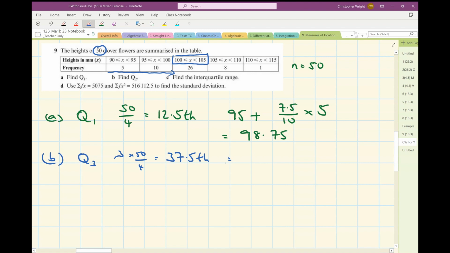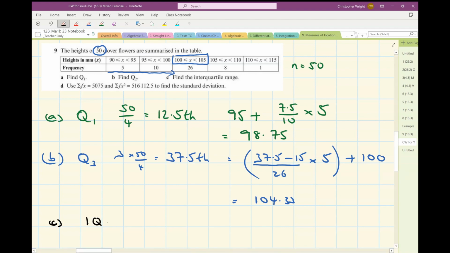How far into that class? Well, 37.5 is the one I want. I've already taken care of 15 of them. So it's going to be 12.5 data values into that class. That's 12.5 out of 26. The class width is 5. And of course, the class begins at 100. So there we go. 100 plus a portion of the way to 105. And that gives me a value for the third quartile of 104.33.